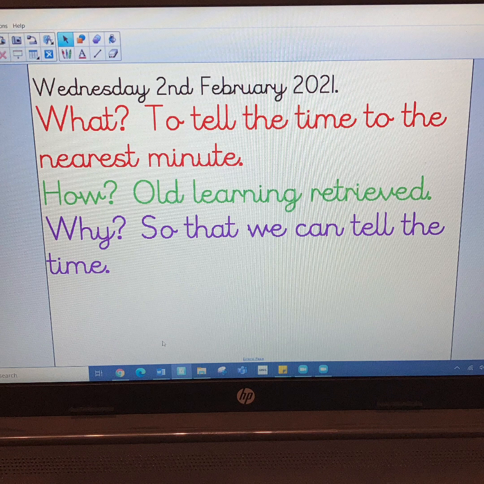Okay then. So what are we doing today? Well, we are telling the time to the nearest minute. How are we going to do it? Well, we're still retrieving that old learning from previous year groups. And why are we doing it? It's such an important thing so we can tell the time. We need to be able to tell the time in life. It's such a life skill, and especially next year.